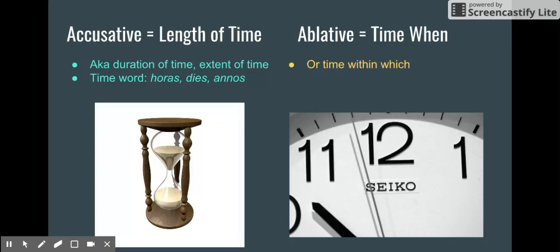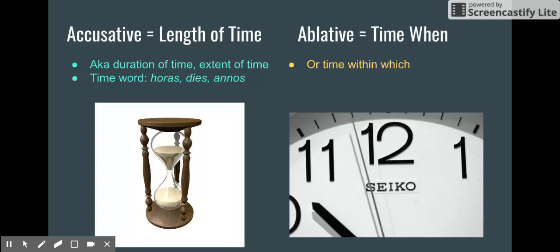And again, it's going to be easy to recognize because we're going to have a time word, and that time word is going to be ablative. So instead of horas, hora, instead of dies, die, instead of annos, anno.